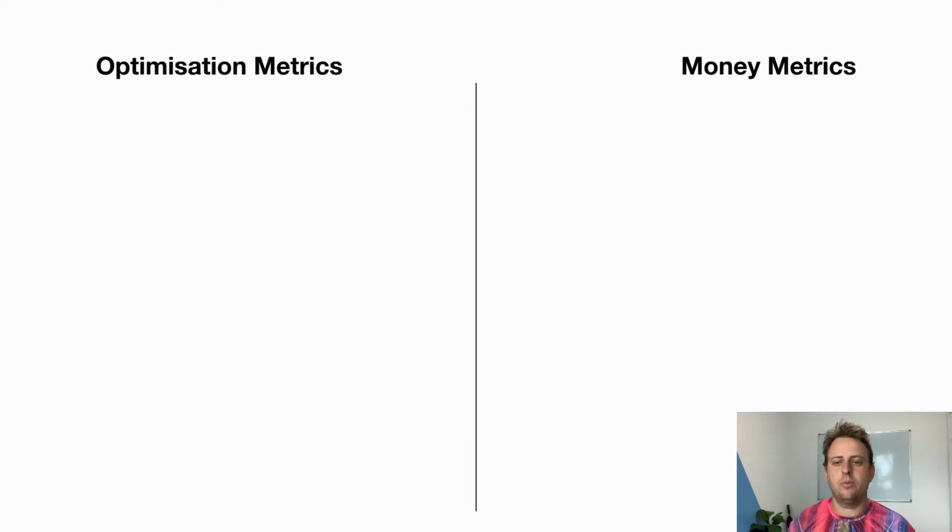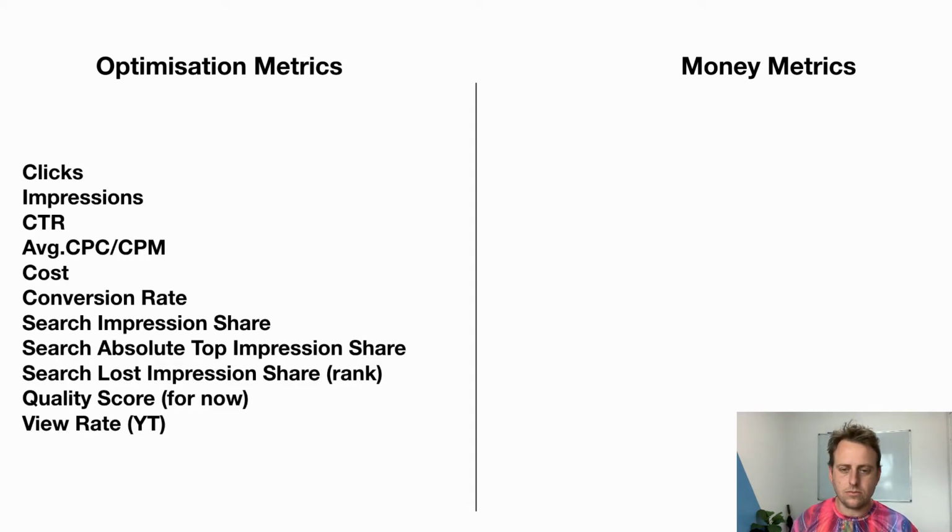So what are the main optimization metrics? If you've watched through the first 2 videos in this series, you'll have seen us talk about some of these already. So we've got clicks, impressions, click-through rate, your average cost per click, or cost per 1,000 views if you're using a CPM model, the total cost of your ads, and your conversion rate. I'm going to come back to this one. Conversion rate is a really controversial one, and what I think of conversion rate.